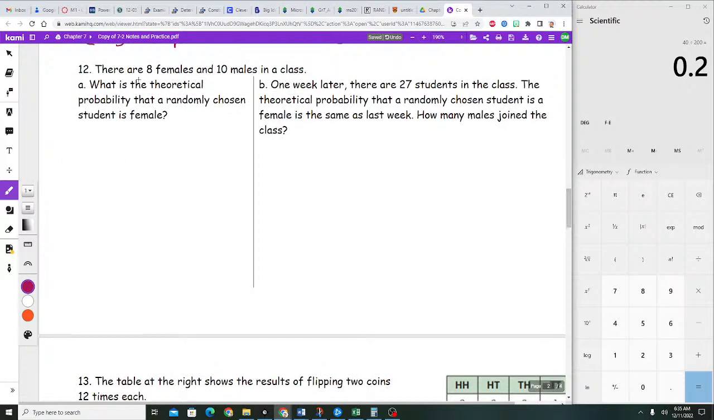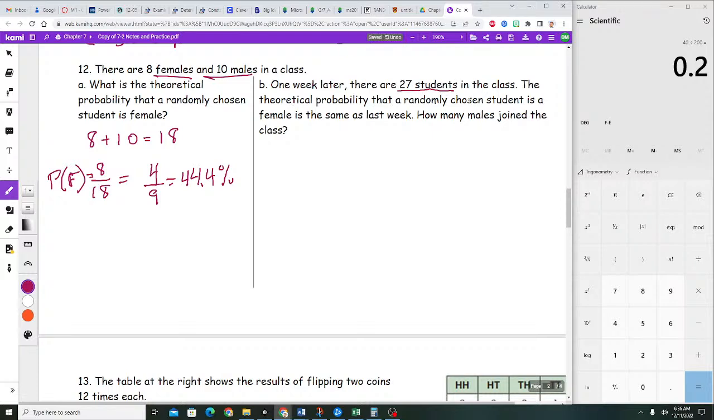There are 8 females and 10 males in a class. What's the theoretical probability that a randomly chosen student is female? So because there's 8 females and 10 males, there's 18 students. So we know that 8 out of 18 is the probability of choosing a female. And that's 4 out of 9, which as a percent is 44.4%.